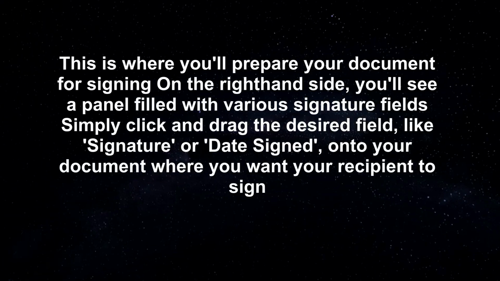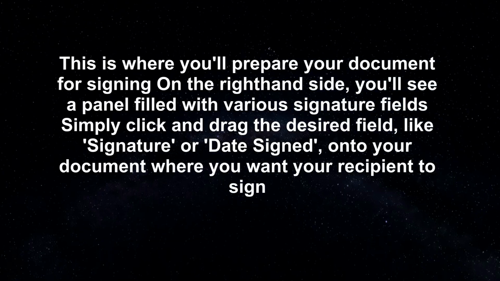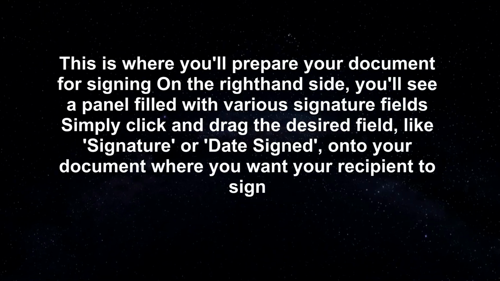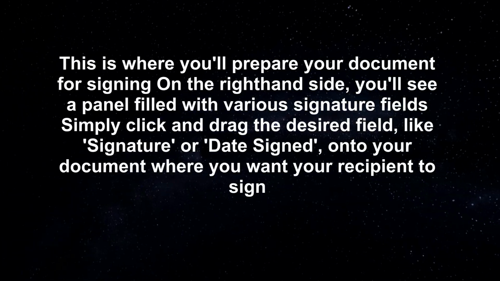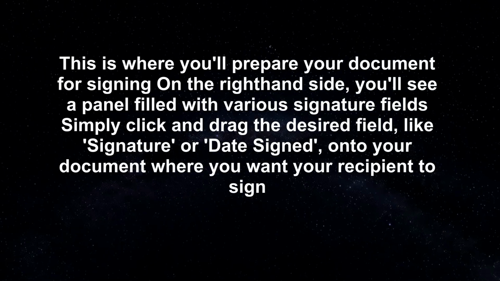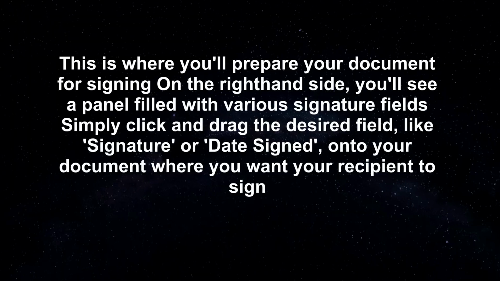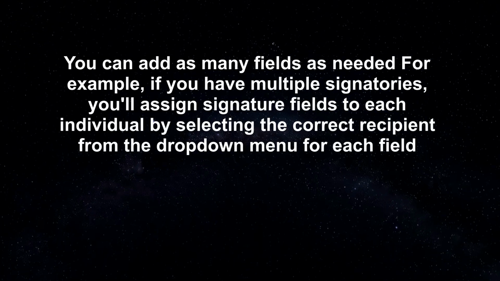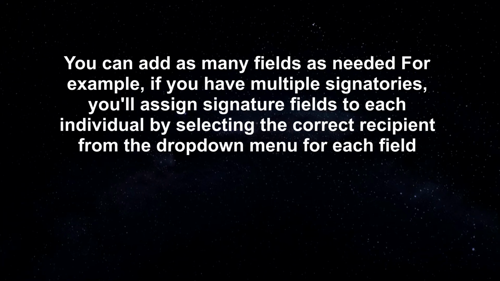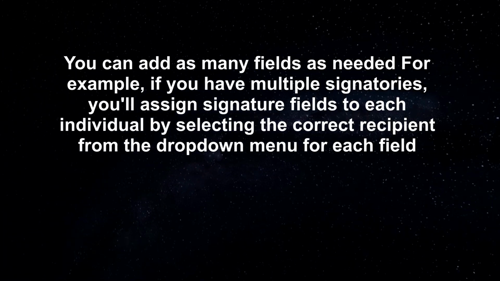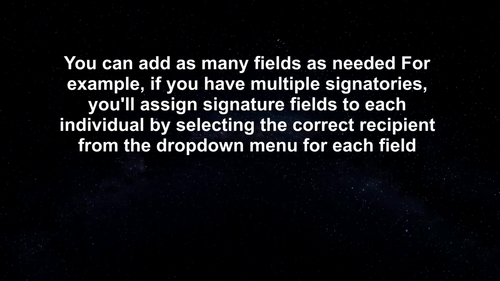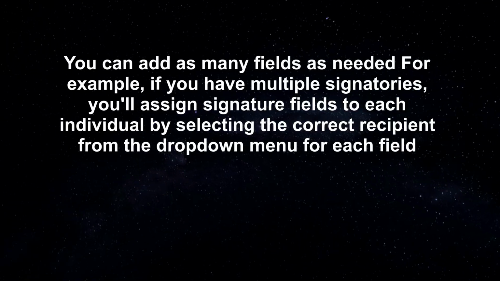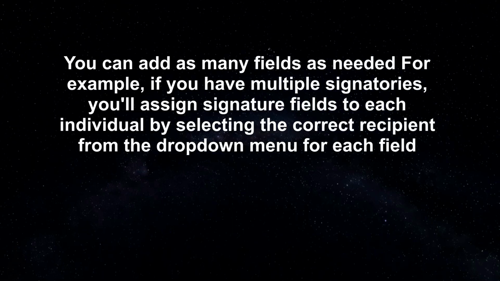On the right-hand side, you'll see a panel filled with various signature fields. Simply click and drag the desired field, like signature or date signed, onto your document where you want your recipient to sign. You can add as many fields as needed. For example, if you have multiple signatories, you'll assign signature fields to each individual by selecting the correct recipient from the drop-down menu for each field.